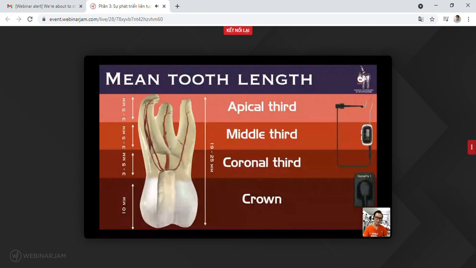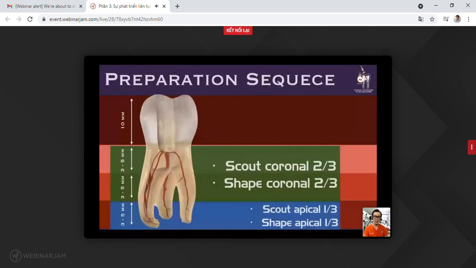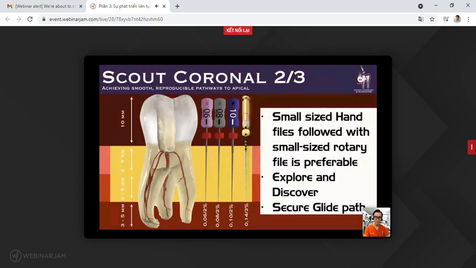I want to explain to you the term preparation sequence. The preparation sequence is how we prepare the coronal two-thirds before preparing the apical one-third. By having this preparation technique, you won't get your files separated during shaping protocols, and it will be safe for you to do many endo cases in many canal anatomies and curvatures. First, you have to do scouting of the root canal at the coronal two-thirds by having a small size hand file followed by a small size rotary file.